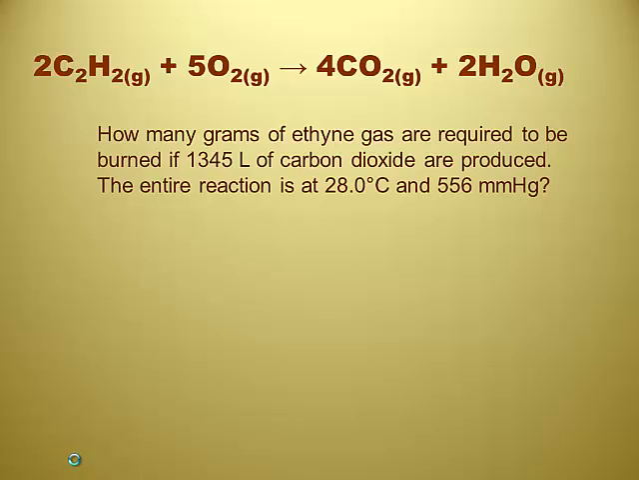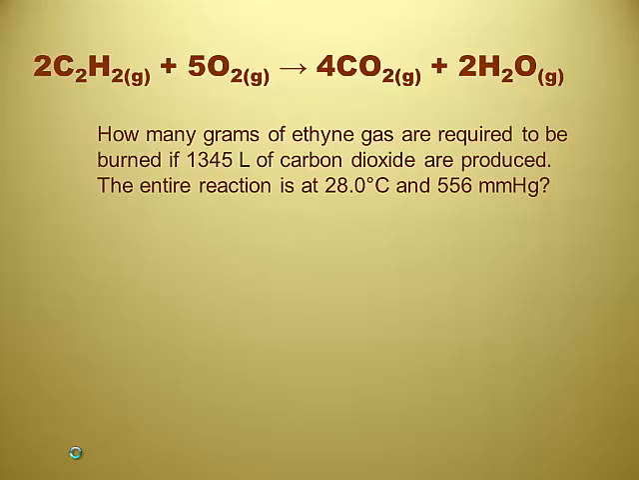Let's try it out then. You've got a balanced chemical equation. They are all gases. How many grams of ethene gas? Well, which one's ethene? It's the one that's not oxygen, CO2, or water. I know the other ones: that's oxygen, that's carbon dioxide, that's water. So the ethene must be the C2H2.